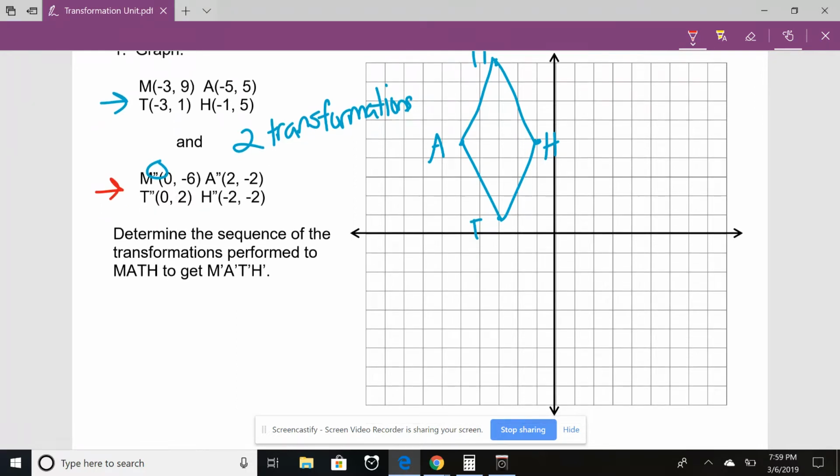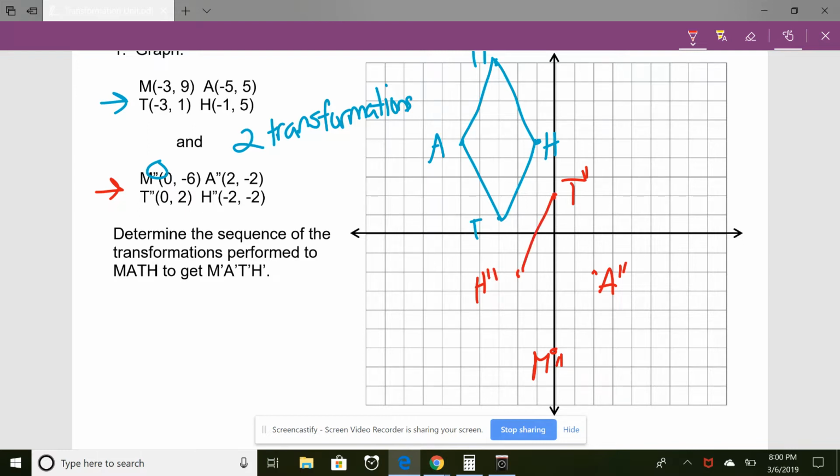So M double prime is 0, negative 6. A double prime is 2, negative 2. T double prime is 0, 2. I'm sorry, that was T double prime. H double prime is negative 2, negative 2. And there is my double prime figure.